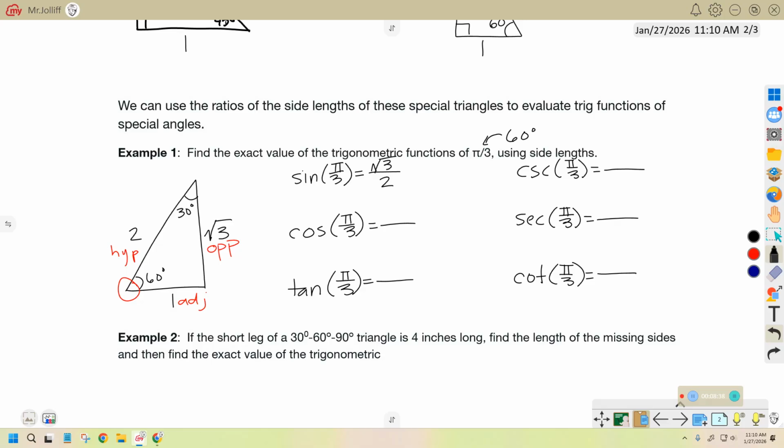Next one, cosine. Sylvia, how do we find cosine? What over what? Perfect. Adjacent over hypotenuse. So adjacent is 1. Hypotenuse is 2. Must be 1/2. Notes are right here, Chris. Perfect. Emiliano, how do we find tangent? Opposite over adjacent. Can that be simplified? Yes, anything divided by 1 is itself. Perfect. Happy face.